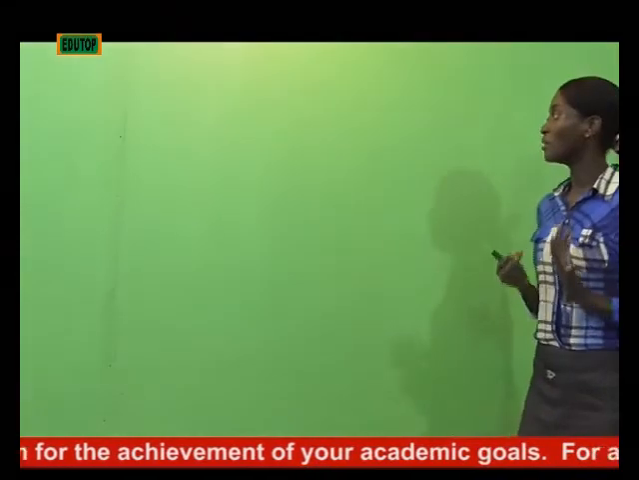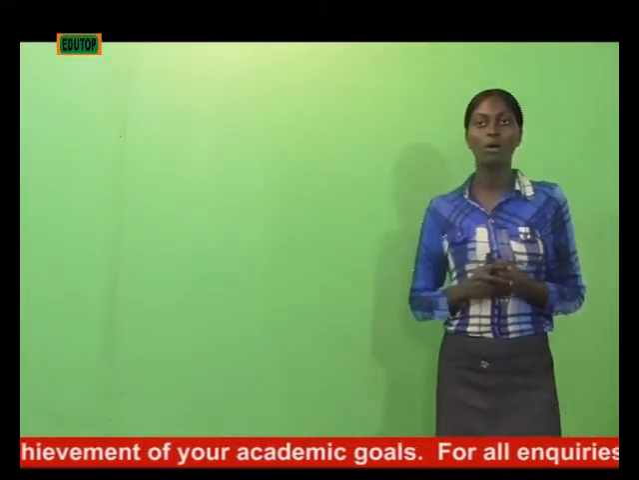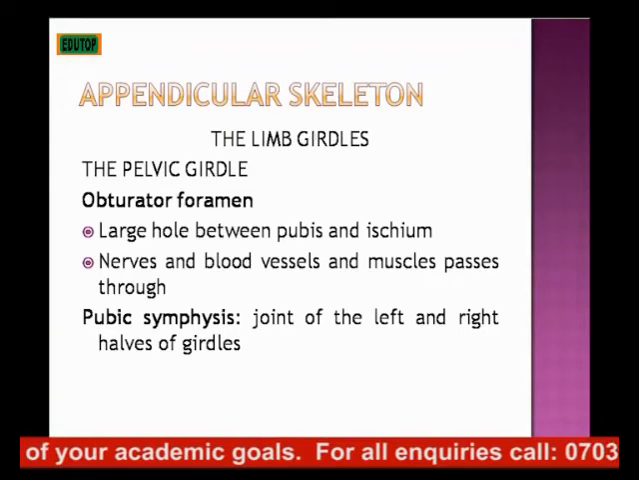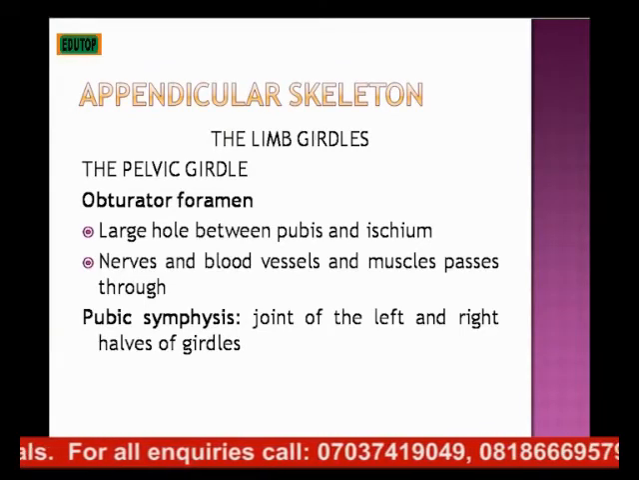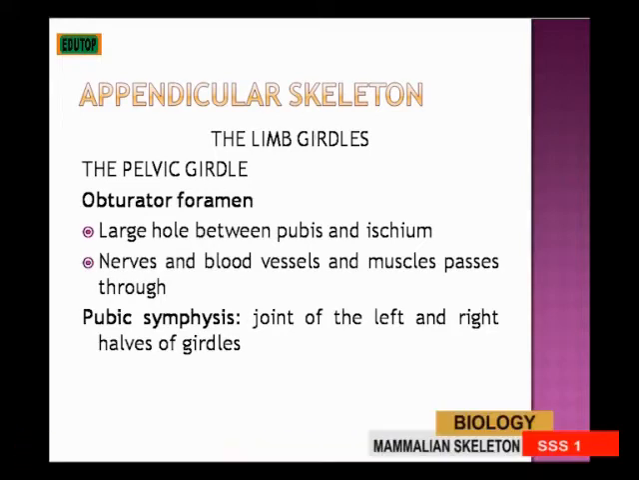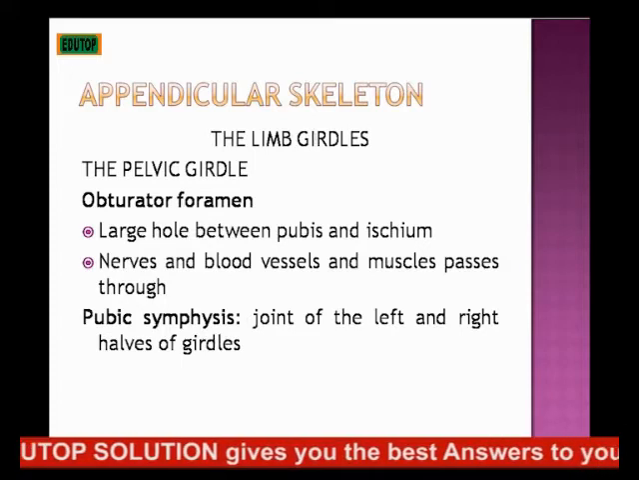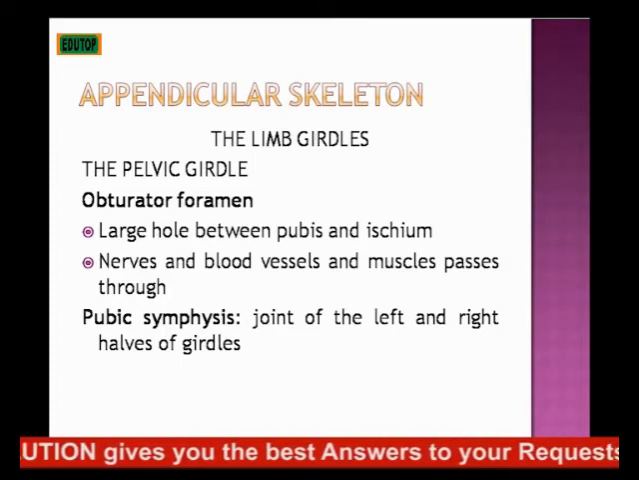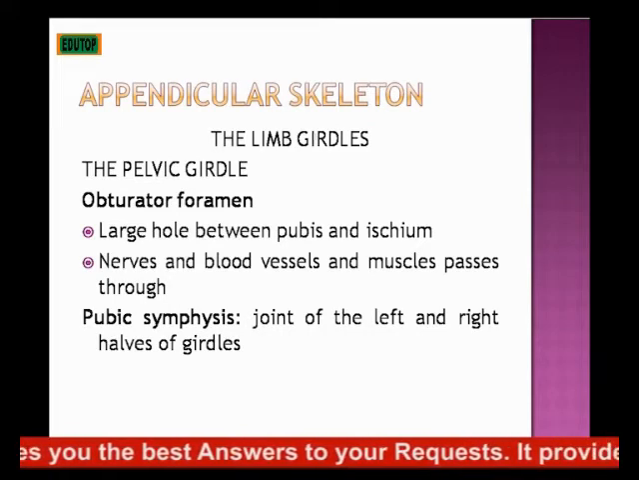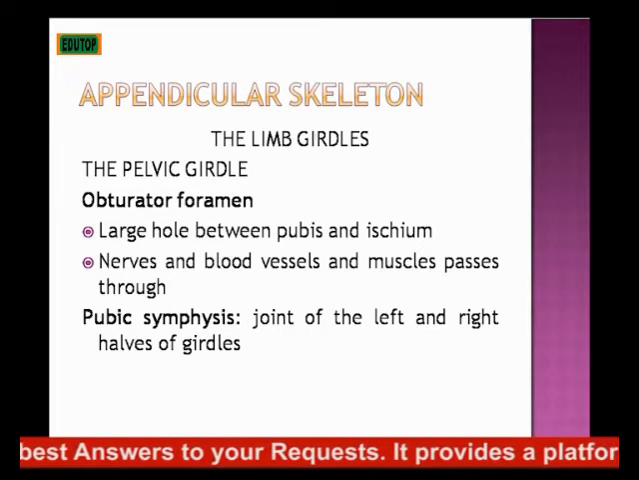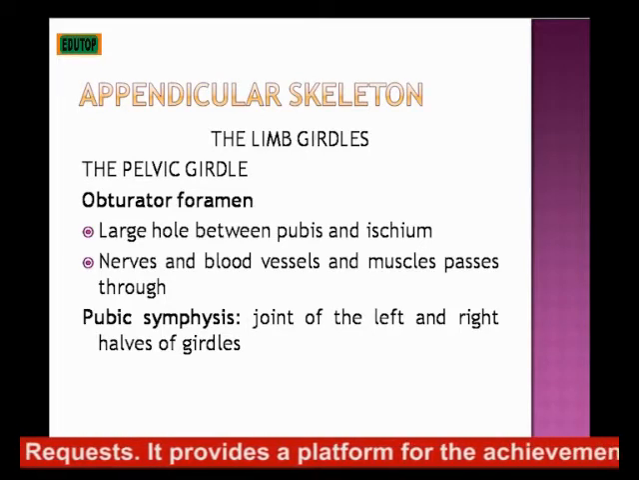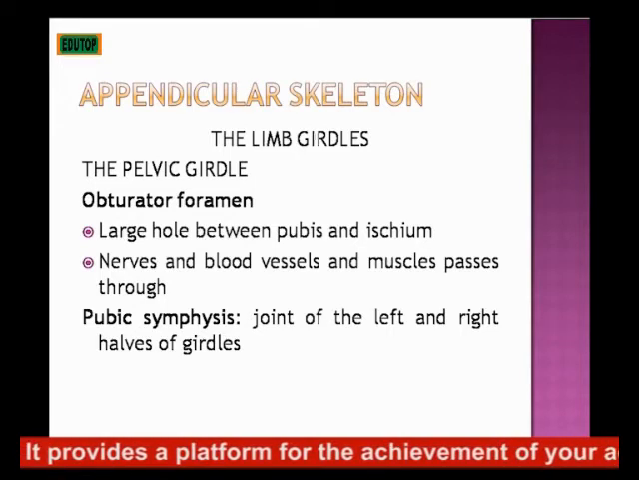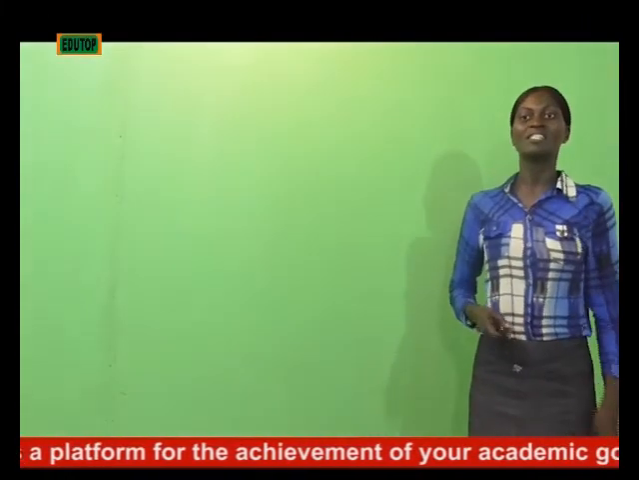Then, still talking about the pelvic girdle, we have what we call the obturator foramen. This consists of the large hole between the pubis and the ischium, the pubis to the front and the ischium to the back. Nerves, blood vessels and muscles pass through the obturator foramen. Also, the pubic symphysis is the joint of the left and right halves of the girdle.